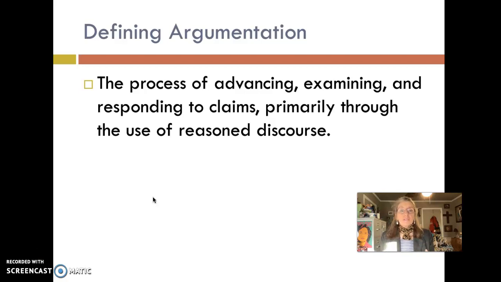This is a pretty hefty definition, and I'm going to break it down a little bit because it's important. The word advance means to move something forward. So when we're arguing, we're trying to have a deeper understanding of something, even though at times you often think of arguing as just trying to be right. It's not really about that.